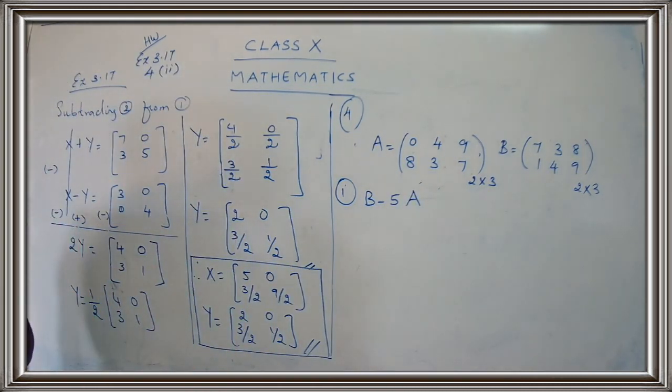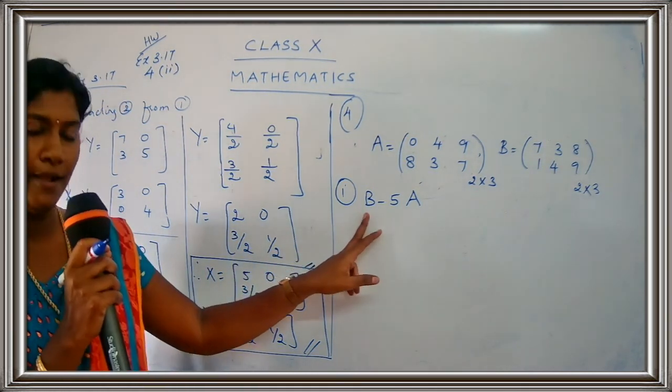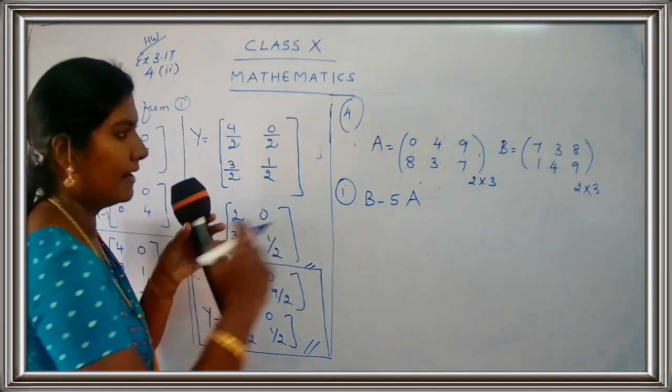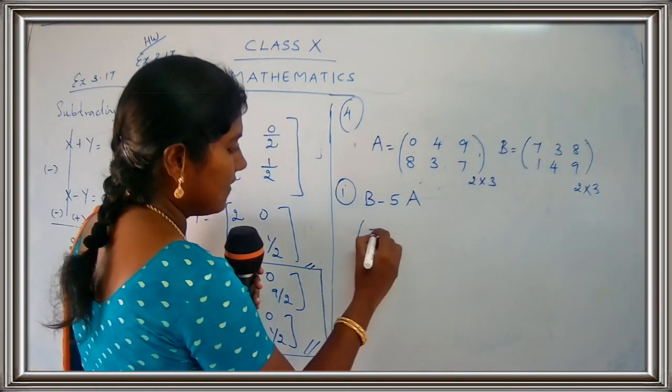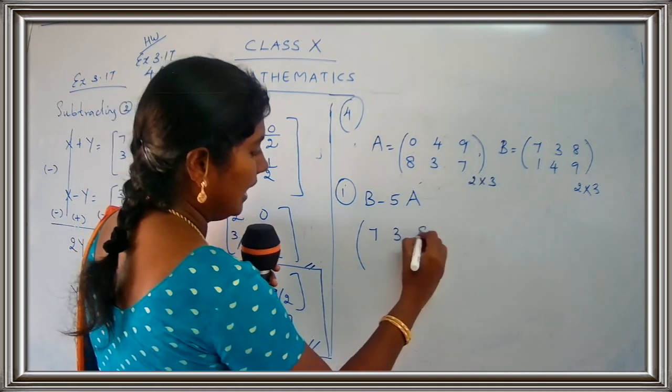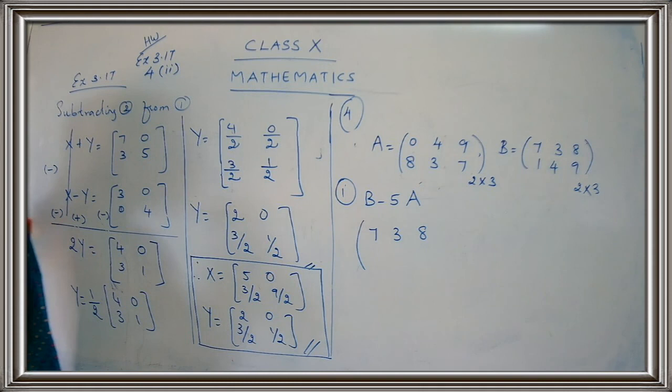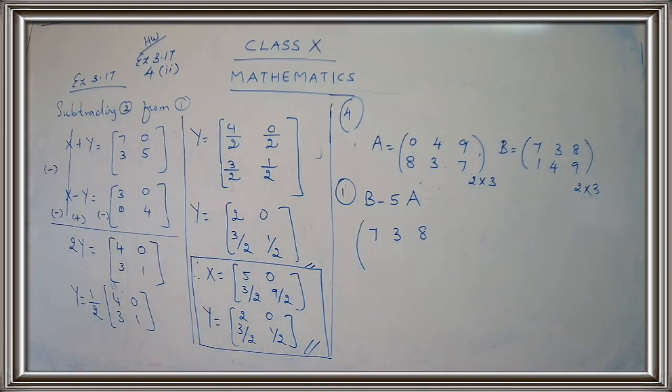First of all, we have to just substitute the matrix. What is the question given to you? It's B minus 5A. What is the value for B? Yes, write down the value for B. 7, 3, 8. You can do the sum along with me, children. This is a very easy sum. You have to just substitute the values for the matrix properly. That's all. Come on, let us substitute the values first.